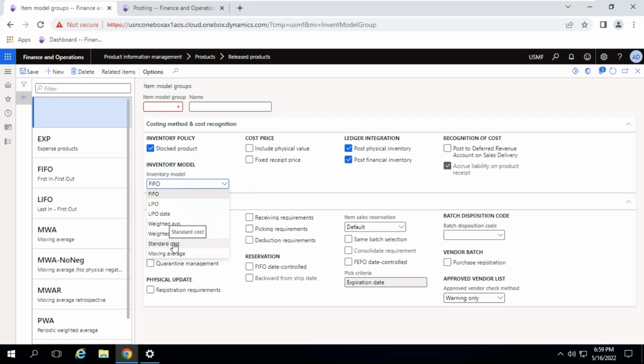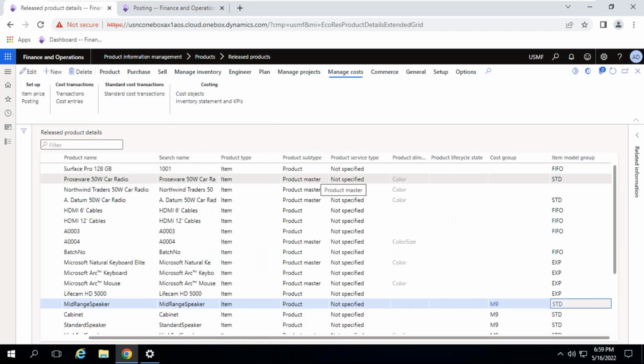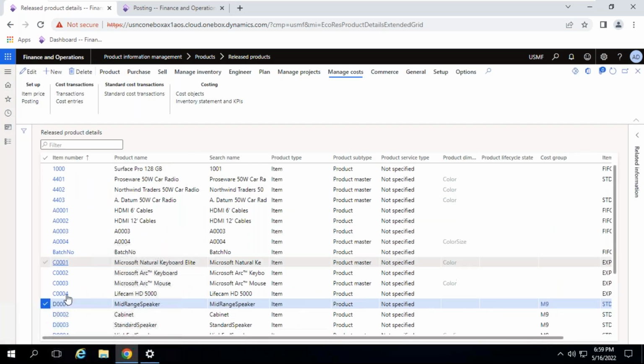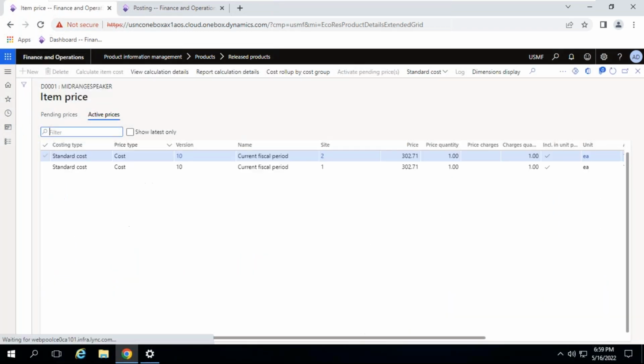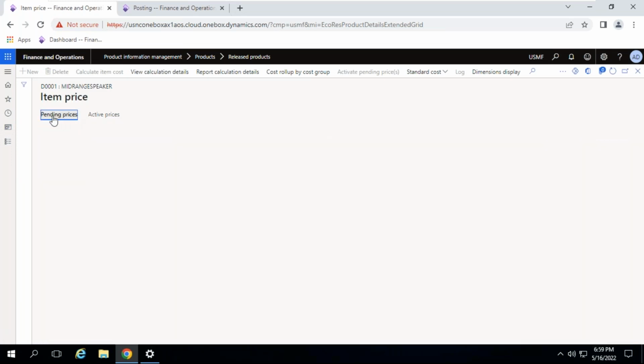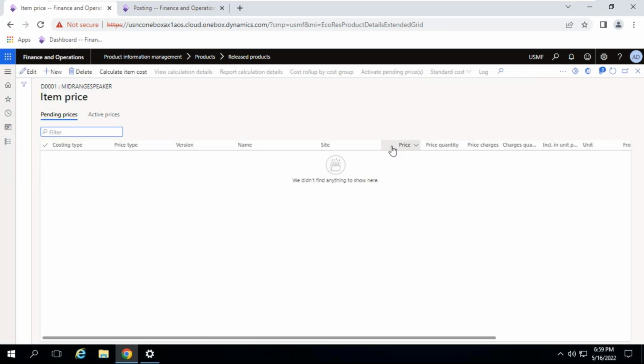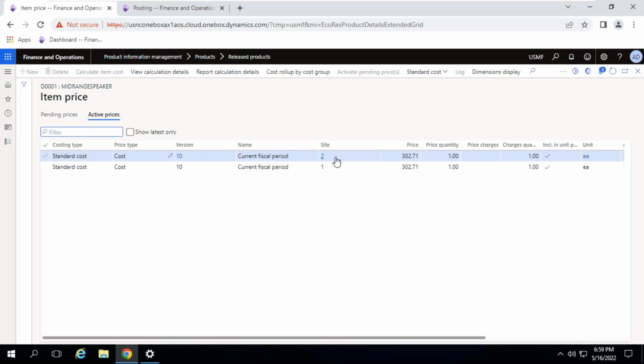So I have given small inputs about this because you are getting error messages. If you want to work with these items with the standard cost method, simply come here, whatever the item is, go to manage cost and set up item price. You need to enter the pending price tab, enter the details and activate. Automatically it will come here and then the error message will be gone. That's it at this point.